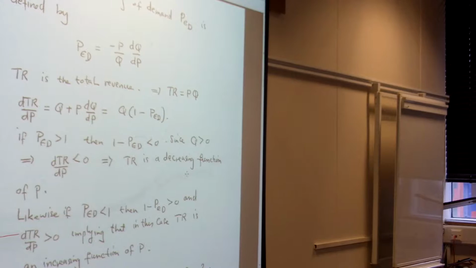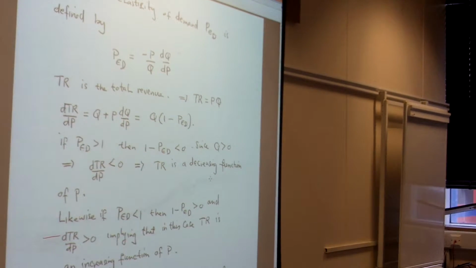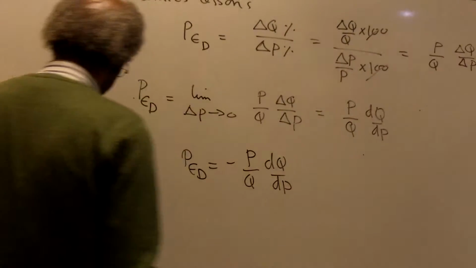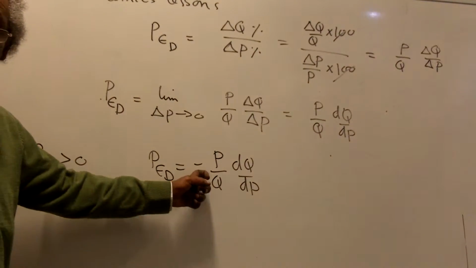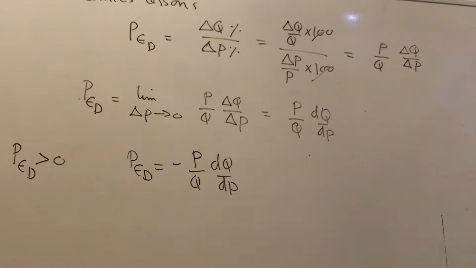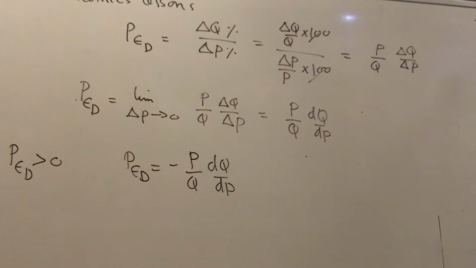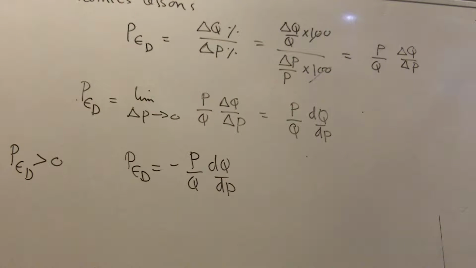Epsilon D is minus P over Q dQ over dP. If you want this to be positive, that negative sign has to go there, okay? Because remember, dQ by dP is negative, it's always negative. So to get a positive elasticity, you have to put a minus sign in front of the whole thing, okay?